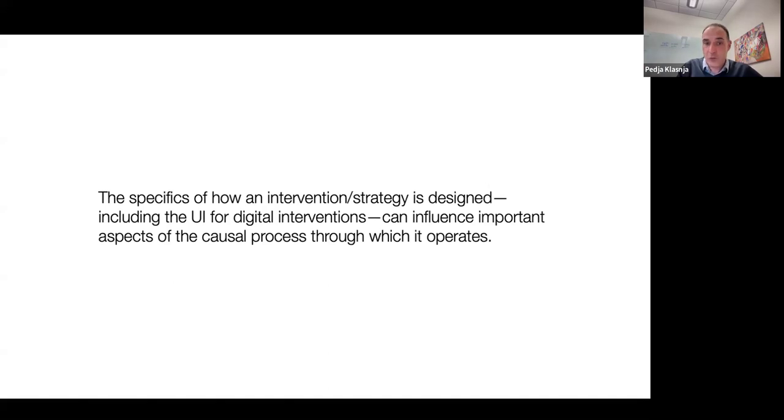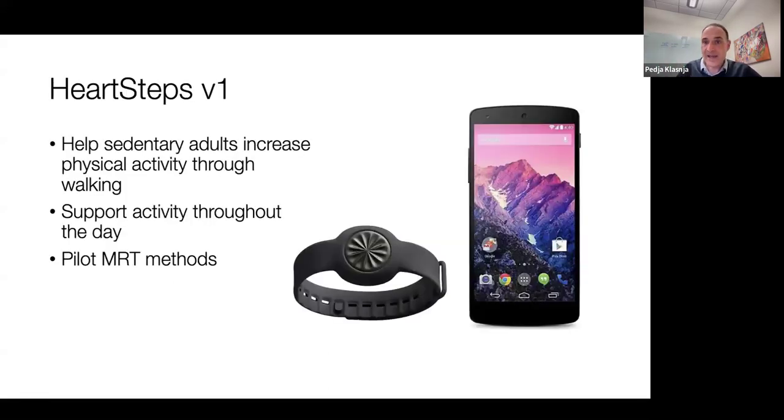So let's look at a couple of examples of what this might look like, right? This is data from the first micro-randomized trial I ever did, which was called HeartSteps, which basically tried to help sedentary adults increase physical activity through walking. And people had a wearable sensor, as well as a mobile health application on their phones that provided some push notifications, as well as an app with feedback inside that they could access as well.